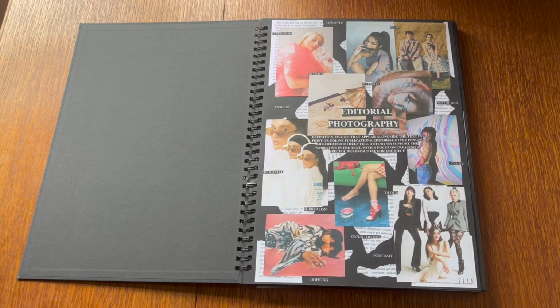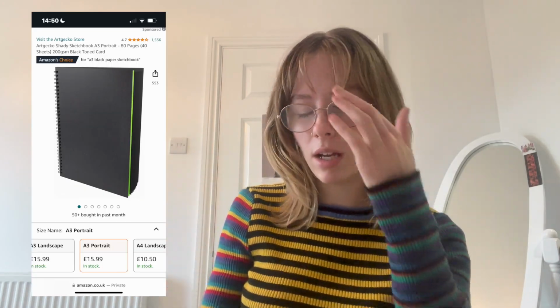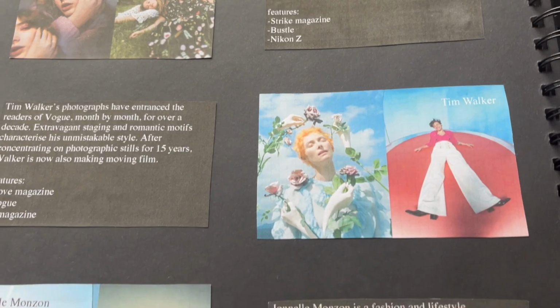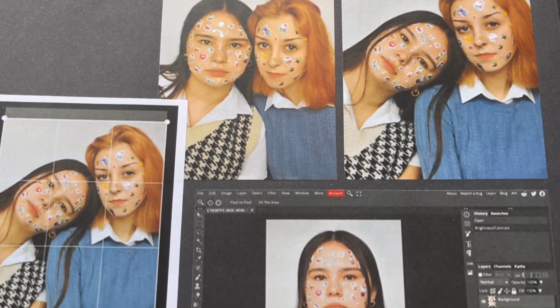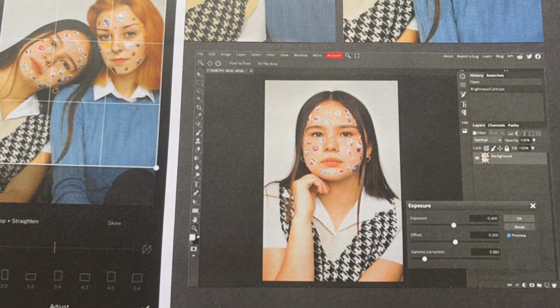I did buy my own sketchbook though, so my sketchbook is from Amazon. I think I will put the link for it somewhere. I can't remember exactly which one it is, but I will find it. And I used about 3 to 4 of those sketchbooks. They are really, really good. I just wrote a lot and I did a lot of work in my book, so I went through them quite quickly. And then my final project was not in a sketchbook, it was different to that.